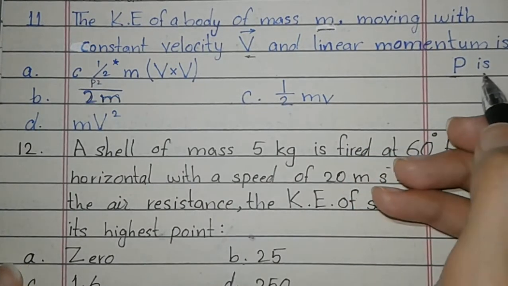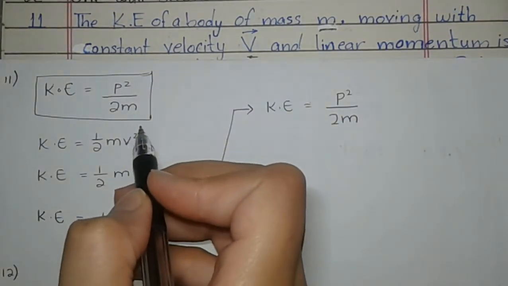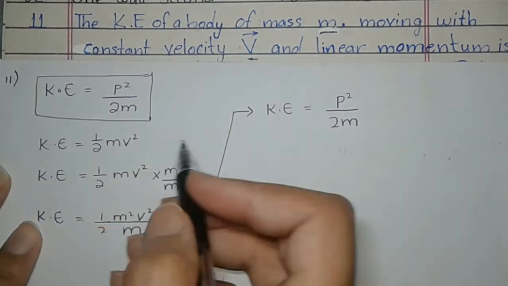So what is the kinetic energy? Let's find it. Here we know that kinetic energy is equal to p square divided by 2m. Okay, it's a formula of kinetic energy. Now, how does it come?